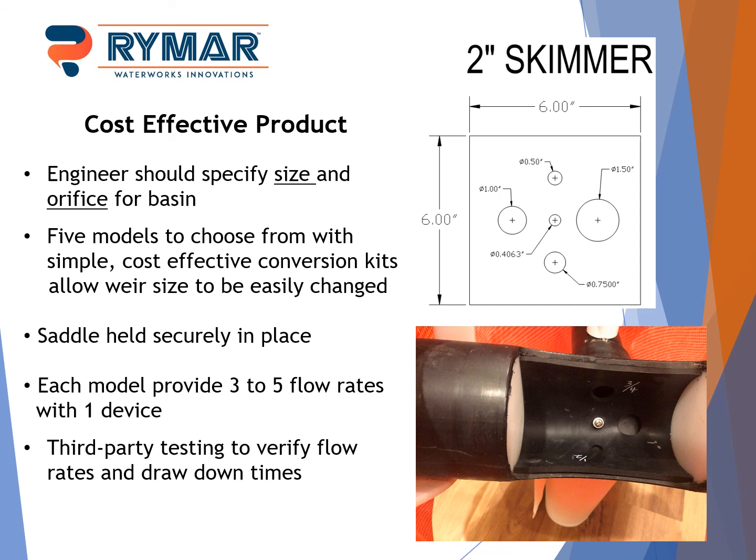The engineer should specify the size and orifice for the basin. We have 5 models to choose from with simple cost-effective conversion kits that allow the weir size to be easily changed. So this is a template here, and it's a little hard to see, but there's an orifice plate within the skimmer. This hole in the middle goes over this little nub to hold it in place, and you simply rotate the plate to the desired size that goes through the pipe outlet. So it's hard to see there, but that's a 3/4 inch hole on our 2-inch skimmer, where you would have an option for a 1.5 inch, 3/4 inch, 1 inch, or 1/2 inch, depending on your preference.